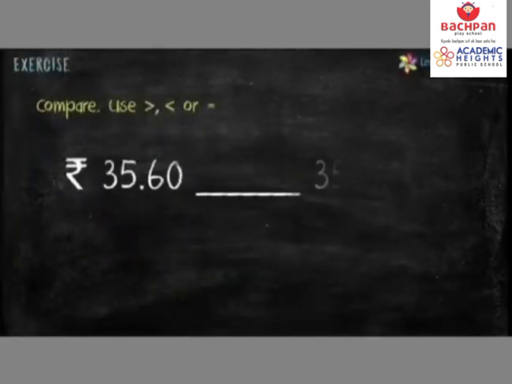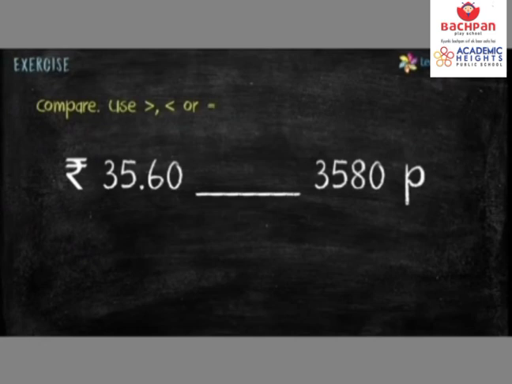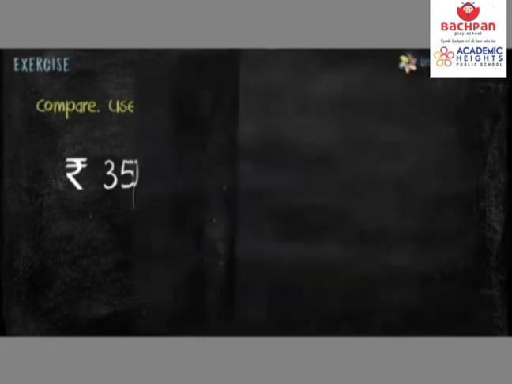Next, rupees 35.60 or 35.80. Convert paise into rupees. We put a dot, that is 35.80. So 35.80 is greater than 35.60.